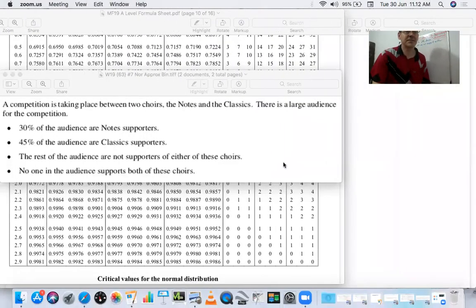Okay, let's look at our last example here. Get it on the screen for us. It says a competition is taking place between 2 choirs. You might remember this from a few videos ago. The notes and the classics. There's a large audience for the competition. 30% of the audience support the notes. 45% of the audience support the classics. The rest of the audience are not supporters for either of these choirs.